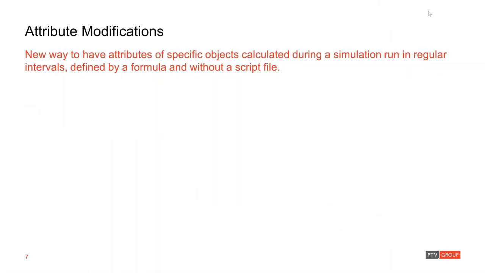The attribute modifications are new network objects, and it's kind of a replacement for scripting. With these new network objects, it's possible to have attributes of specific objects modified during a simulation run, in regular intervals, and the new value is defined by a formula.